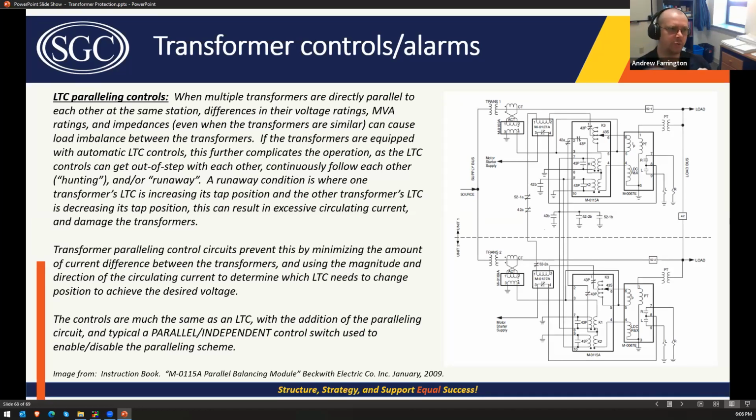Usually you'll have a control switch that can change the paralleling mode from independent to parallel, so that, you know, if you had to take it out for maintenance or something, you can put it in independent and take that one transformer out, and now the transformer that's still in service can operate independently of the other one. So this is a clip from the Beckwith parallel balancing module instruction book, and you can see where this can get complicated.